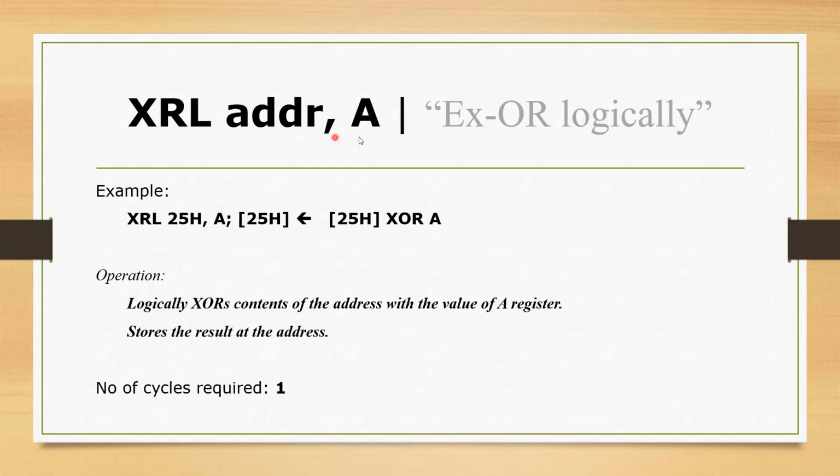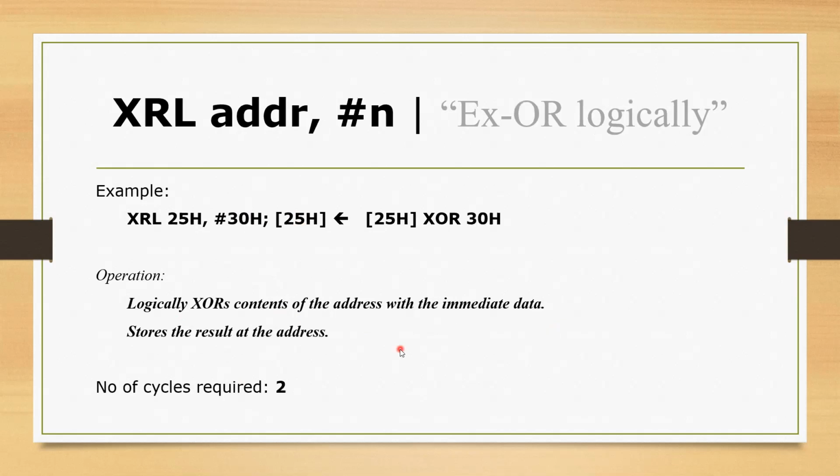XRL A, address. Here the XOR operation happens between the location 25 hex and the value in A register, and the result is stored in 25 hex memory location. So logically, the content of the address is XORed with the value of the A register, and the result is stored at the address.